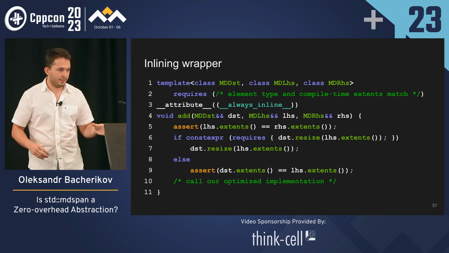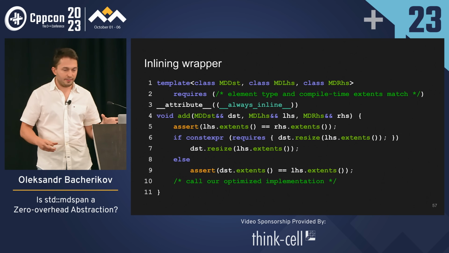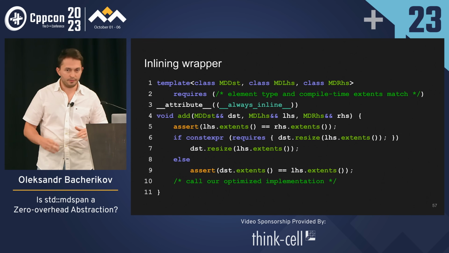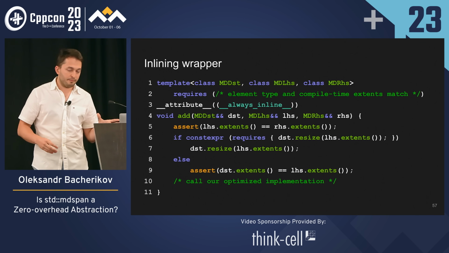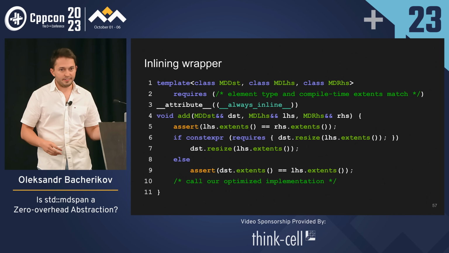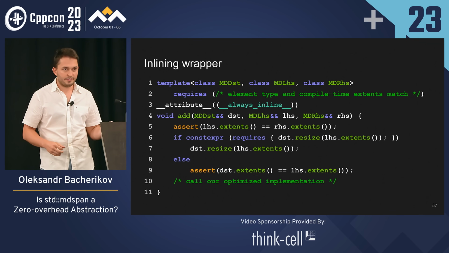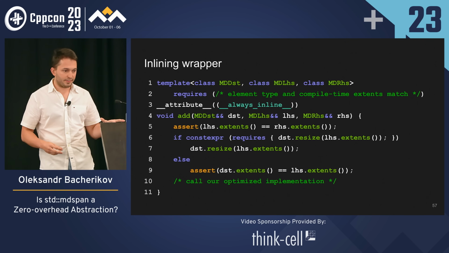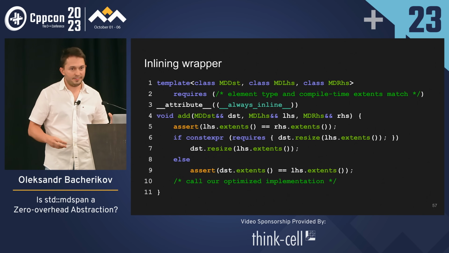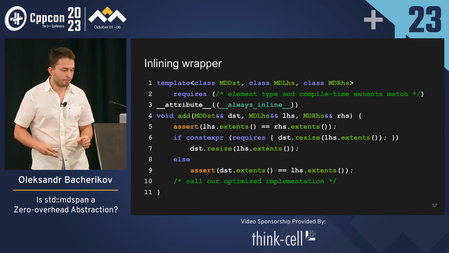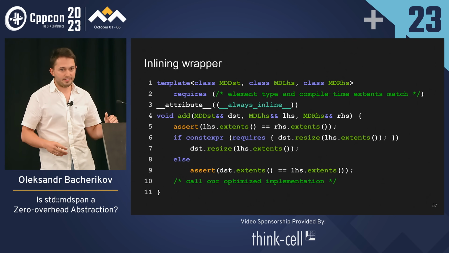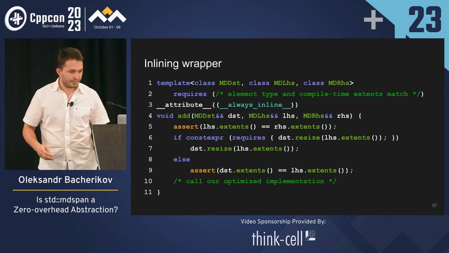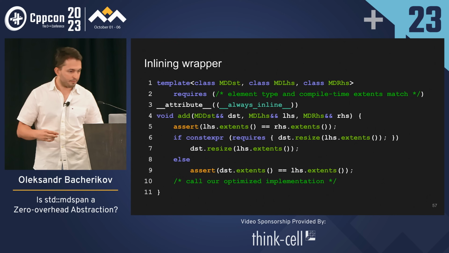So what can it do? It can assert that all the extents are matching, and do this only in debug builds. Also, we might check that if the destination is a resizable container, like a resizable MD array, we can first resize it to the output size. Otherwise, we just check that its size matches, or its extents. And after that, we call our optimized implementation, taking all the data from the inputs.